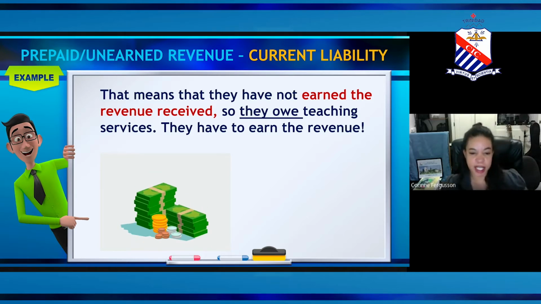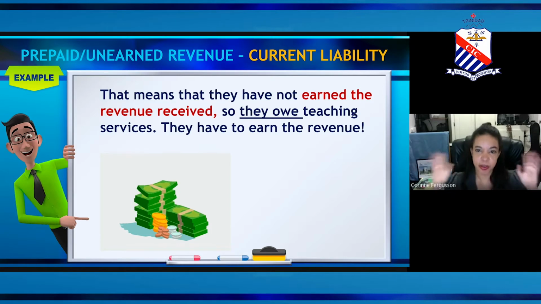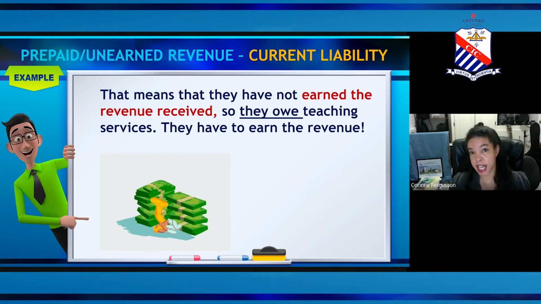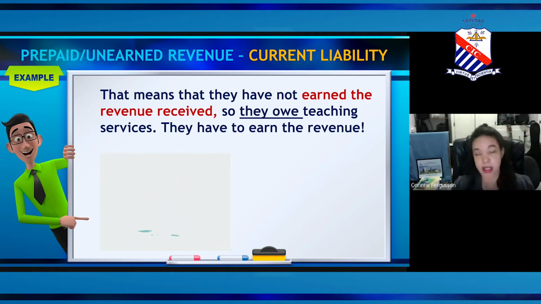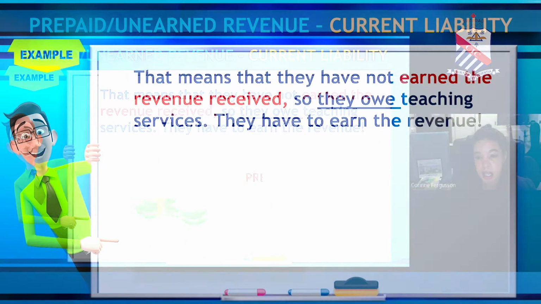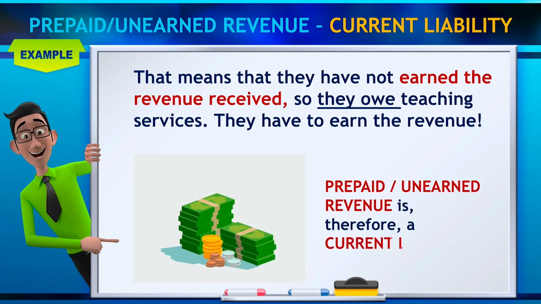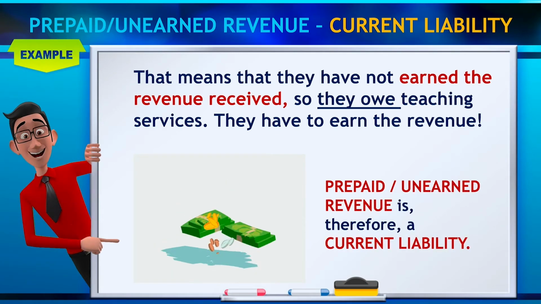So it's so wonderful that today is the 1st of July. If you paid me today, I owe you a service. I have not earned that money yet. So for me, that money that I received from you is a current liability. I owe you something. That makes sense to everybody. So because I have not earned it as yet, you gave me money, I received money in advance, that is a liability or amount owing. So prepaid or unearned revenue is therefore a current liability.